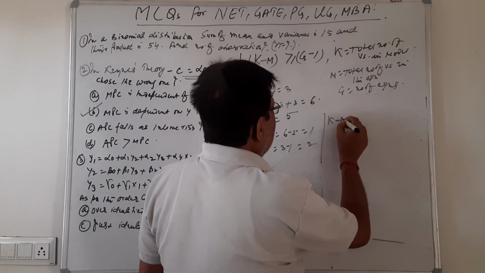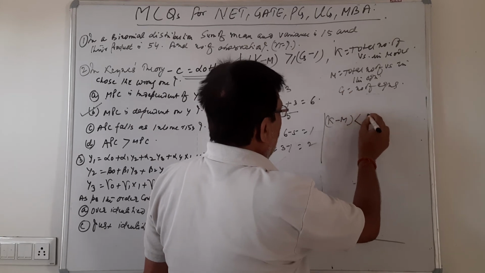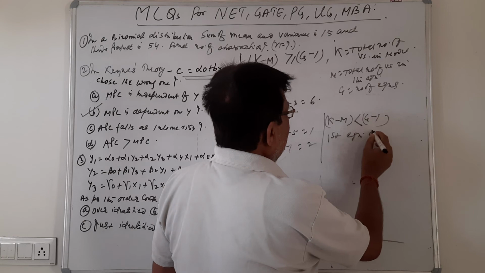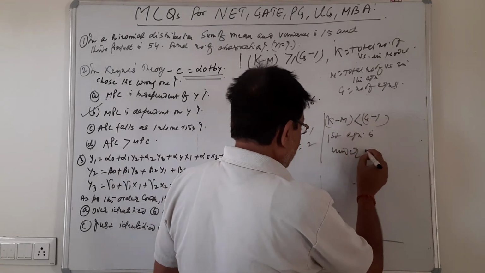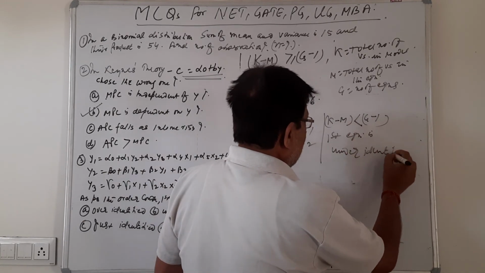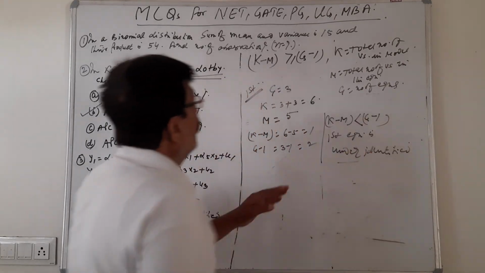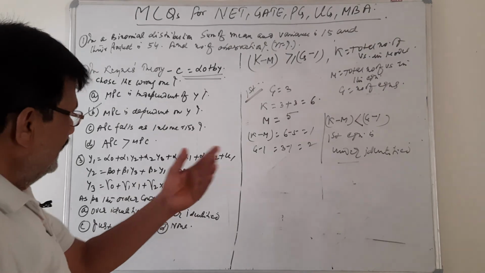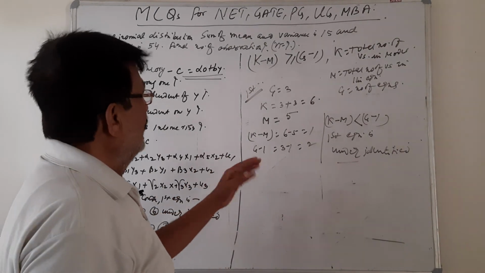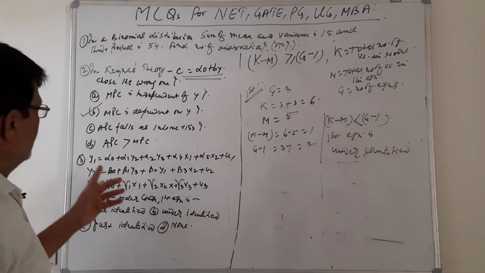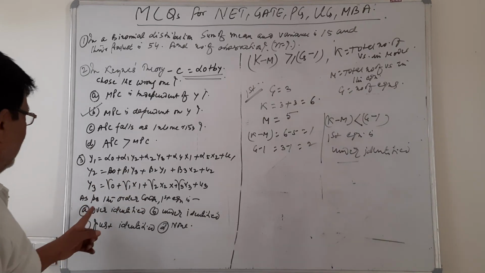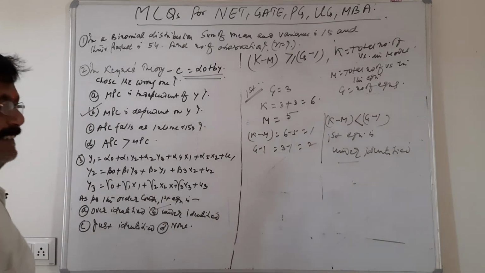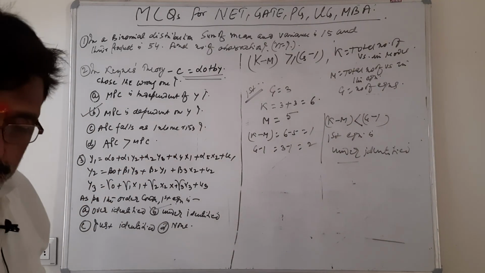Since K minus M is smaller than G minus 1, hence first equation is under identified. Under identified. So this is how we use the order condition for finding the identification state. Of course, there is another condition also, that is the rank condition. It has not been asked here. So as far as the order condition is concerned, this first equation is under identified.